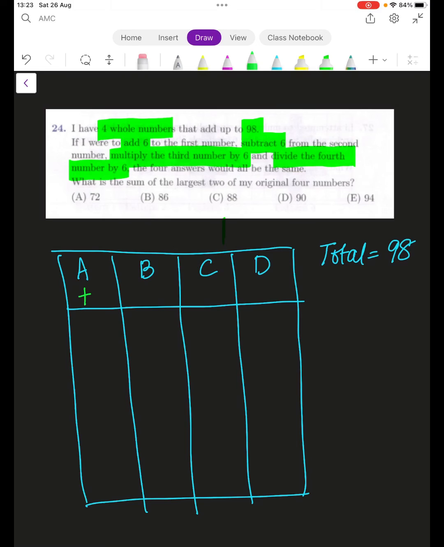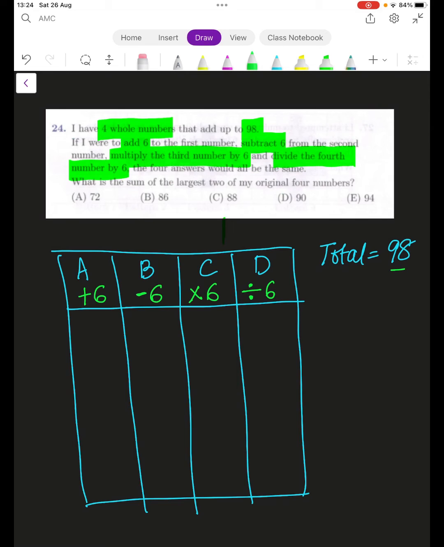Now the conditions are, one of these numbers, I don't know which number, we will be adding 6. From one of the numbers we'll be taking away 6. From one of the numbers we will be multiplying with 6, and the last number we'll be dividing by 6, and the answer to all these calculations will be the same. We will get the same answer from all these calculations. Now let's think about it.